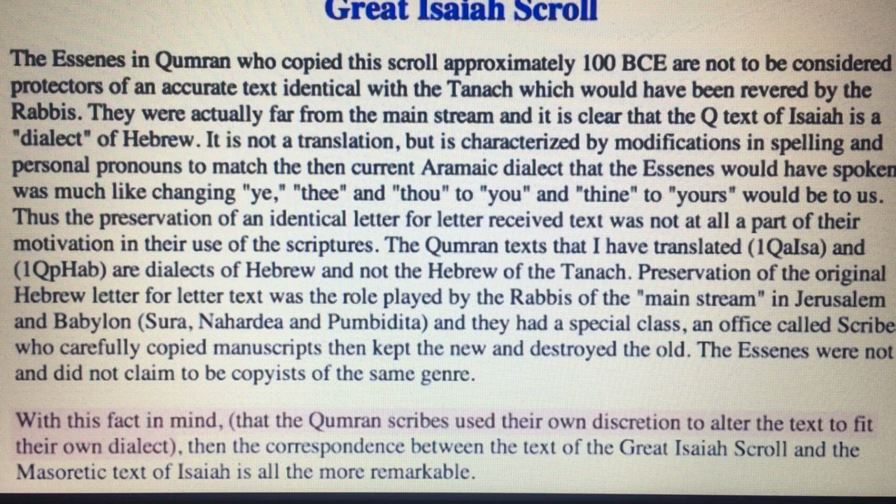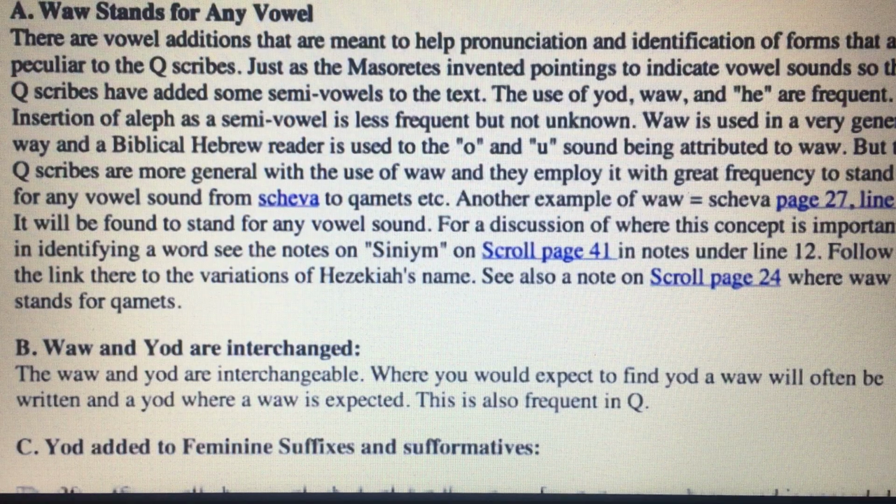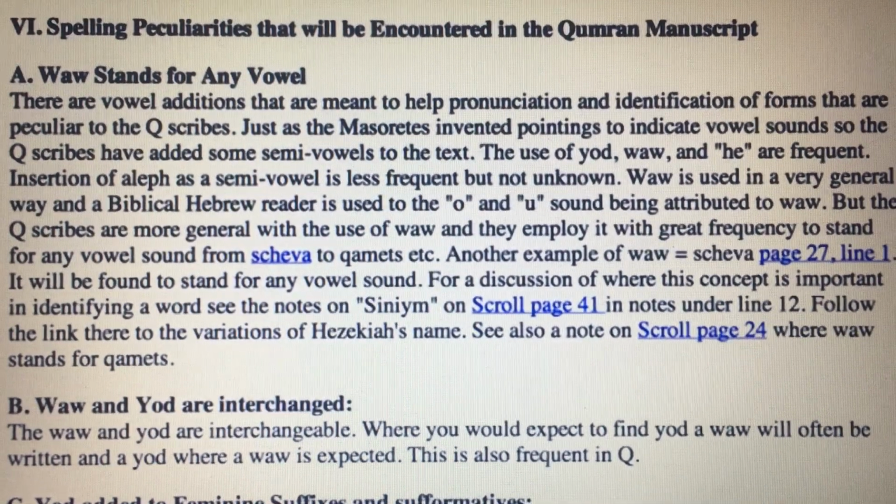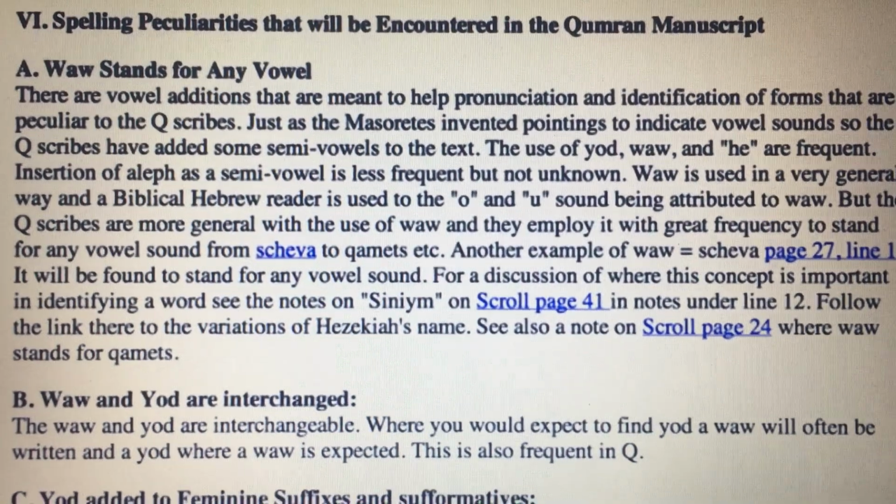Remember earlier I said that the wa, when used as a vowel letter, can produce more than just the U and the O sound? Watch this. This is the same article dealing with the Dead Sea Scrolls. It's focusing on the letter wa and the letter yod.